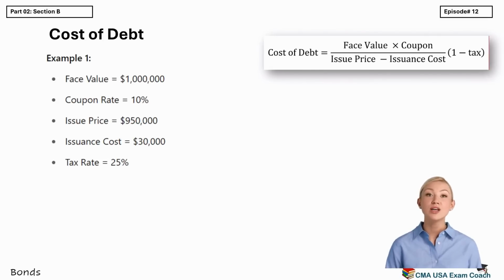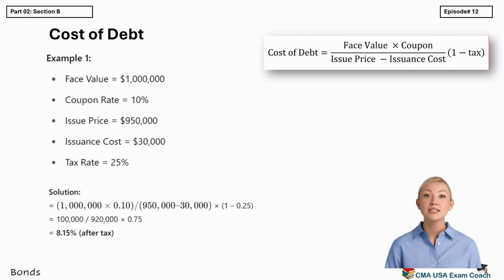A company issues bonds with a face value of $1 million at a 10% annual coupon rate. The bonds are sold at $950,000, and the issuance costs are $30,000. The corporate tax rate is 25%. Using the formula, we calculate cost of debt equals $1 million multiplied by 0.10, divided by $950,000 minus $30,000, multiplied by 1 minus 0.25. That's $100,000 divided by $920,000 times 0.75. The result? A cost of debt of approximately 8.15% after taxes.